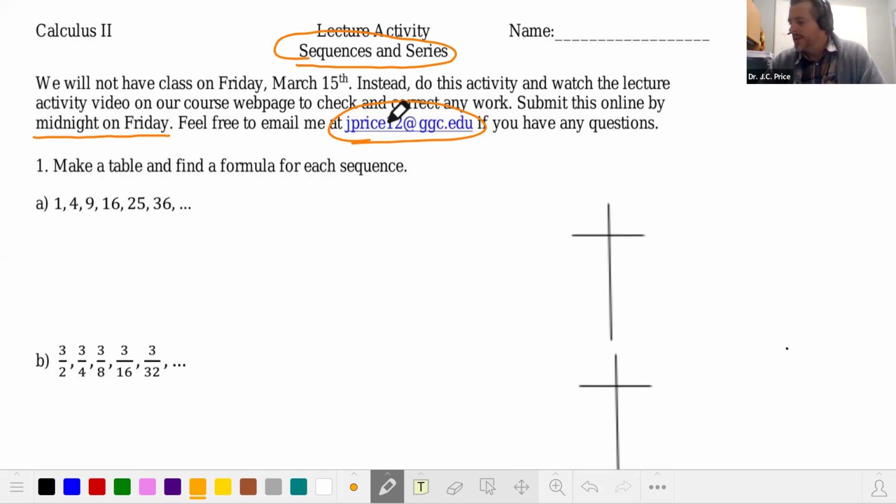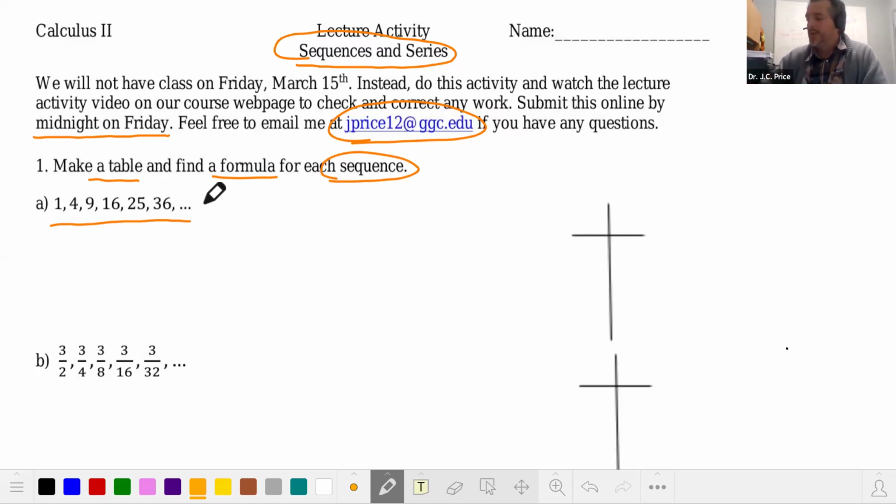All right, so let's just get started. We first want to make a table and find a formula for each of these sequences. So remember, a sequence is just a list of things. And so in this case, it's a list of numbers. So we have this 1, 4, 9, 16, 25, and 36, then dot, dot, dot, that pattern should continue. So we need to figure out that pattern.